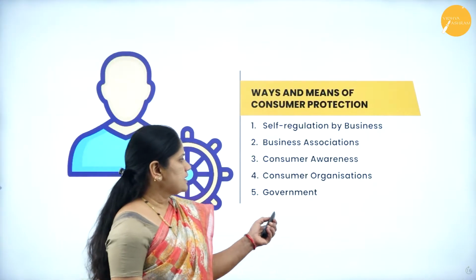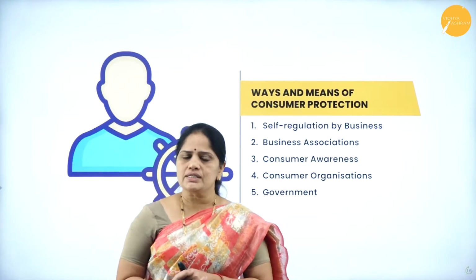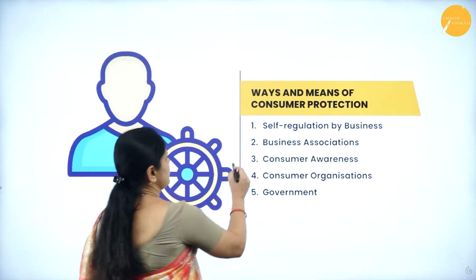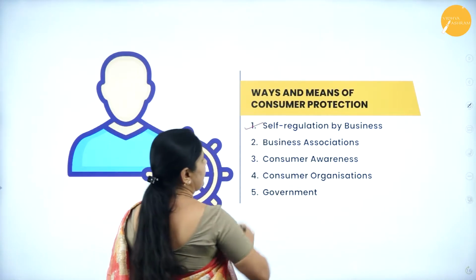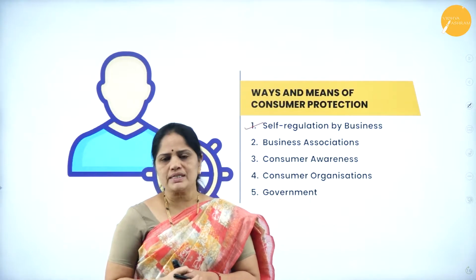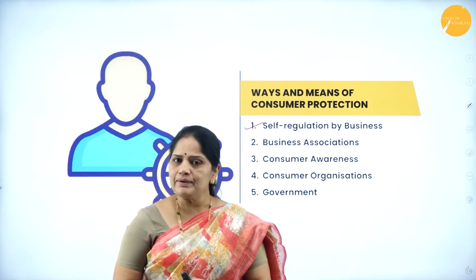In the second session on consumer protection, we will be discussing the various means of consumer protection. Now, let us see what are the various means through which consumer protection can be sought. The first one is self-regulation by business. The various means of protecting the consumers is through self-regulation by business.